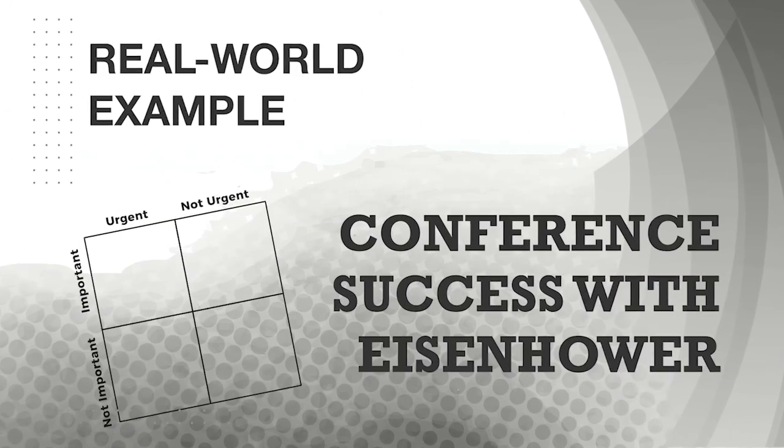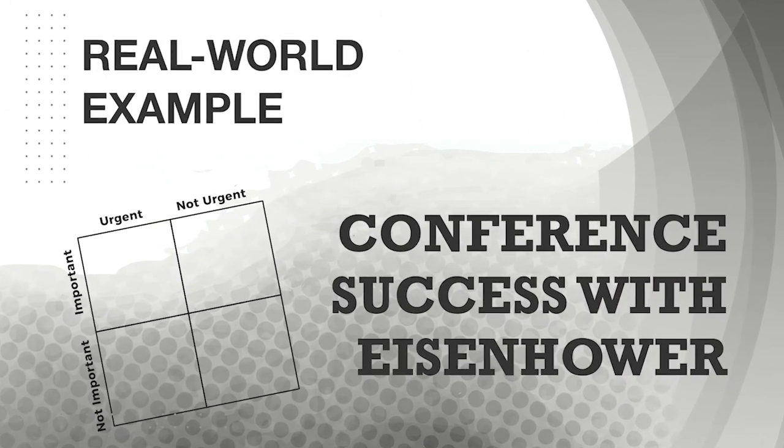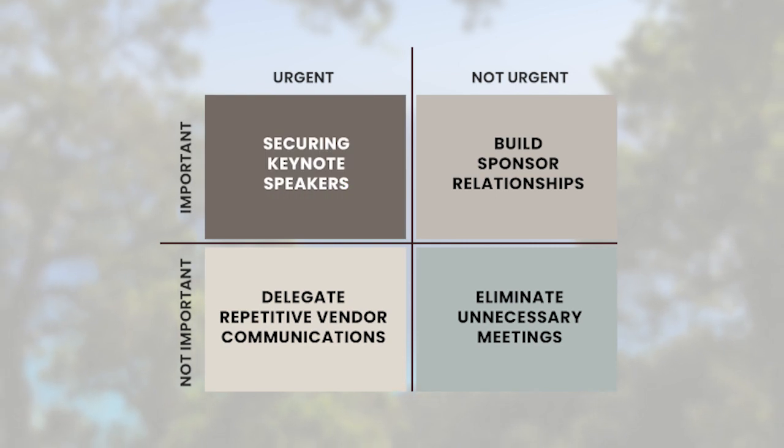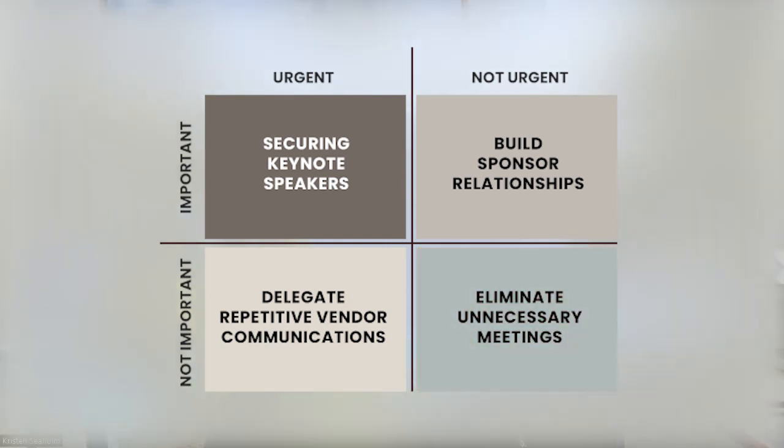All right, now go ahead and imagine that you're part of the planning for a large corporate conference. Using the Eisenhower Matrix, you prioritize securing keynote speakers, Quadrant 1, and building sponsor relationships, Quadrant 2. Delegate repetitive vendor communications, Quadrant 3, and eliminate unnecessary meetings, Quadrant 4. The result? A smoothly executed conference that's music to everyone's ears.